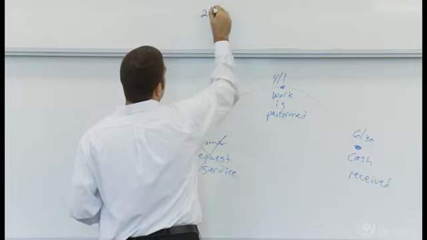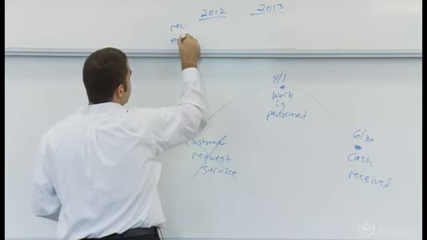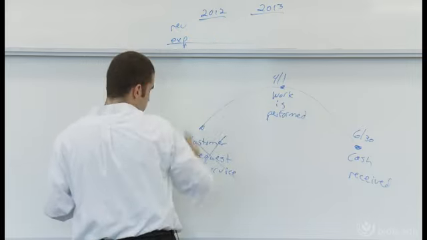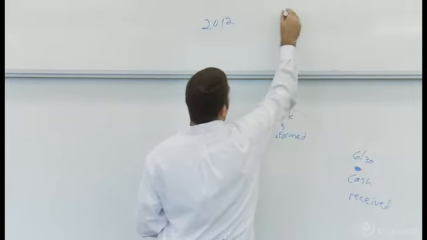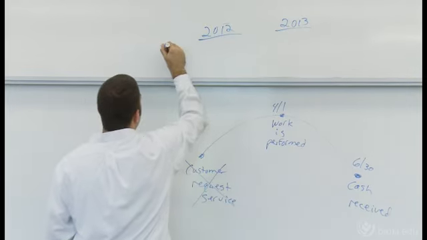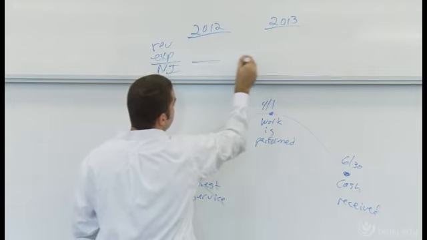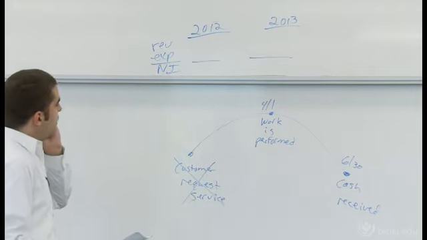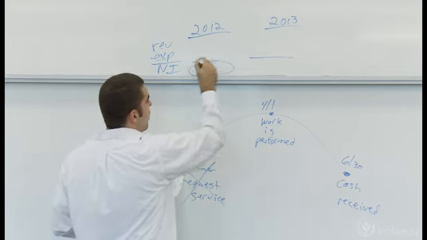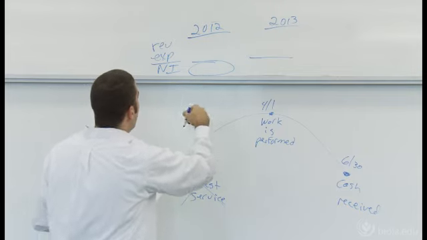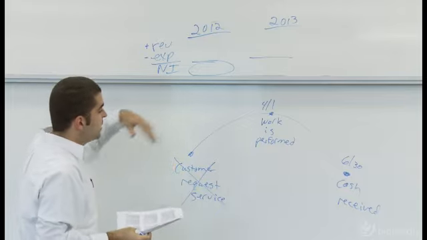So let's say we have 2012 and 2013, and we've got revenue, expenses, and that results in net income. Let me make that a little bit bigger here for you. 2012, 2013. Revenue, expenses, and that results in net income. Okay? Well, if we were sitting in 2012 and we wanted to maximize our net income, so we want as much positive net income as we can, we would want to maximize our revenues and minimize our expenses, right? Because revenues minus expenses is our net income.